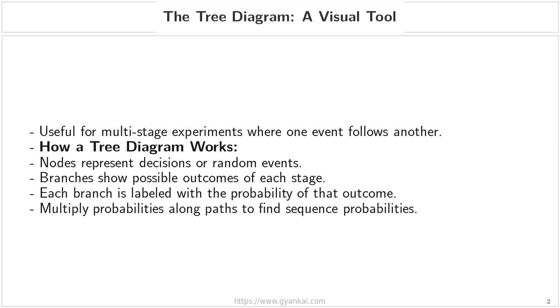To find the probability of a specific sequence of events happening one after another, you must multiply the probabilities along that particular path. In the next slide, we are going to put this exact method into practice, using a two-bag experiment to see how these branches and multiplications work in a real-world calculation.